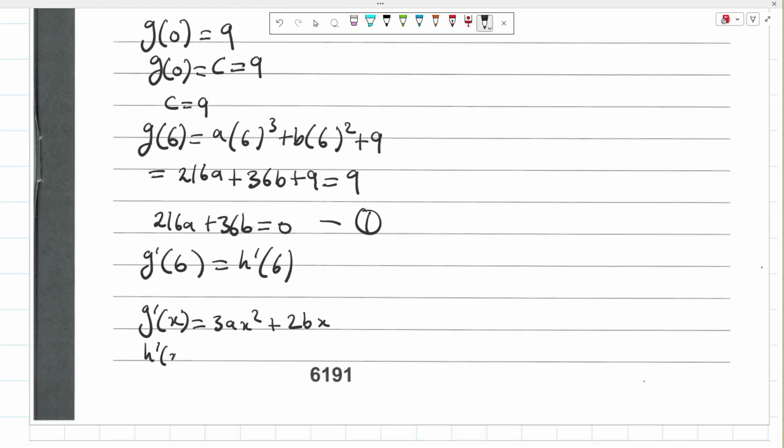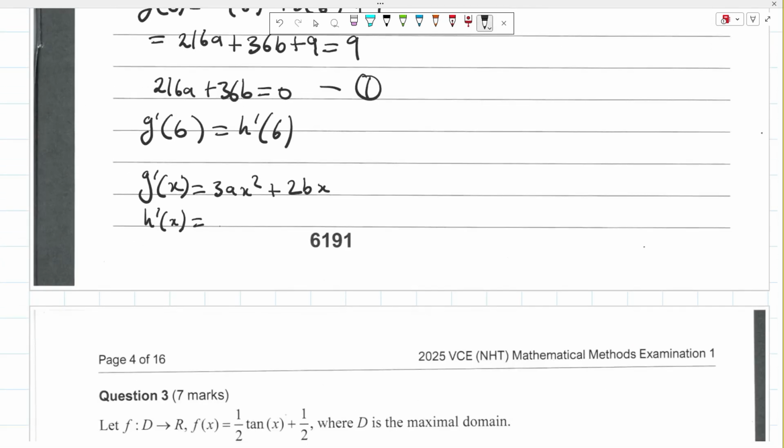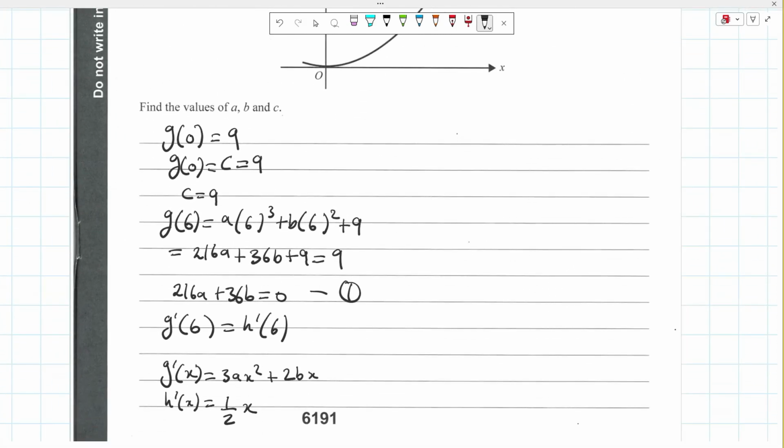Let's find h dash of x as well while we're at it. So h dash of x is just going to be half times x. Now, g dash of 6 is going to be 3a times 6 squared plus 2b times 6. Now, that's going to be 36 times 3. That's going to be 108. So 108a plus 2 times 6, that's 12b. Right? G dash of 6 is 108a plus 12b.